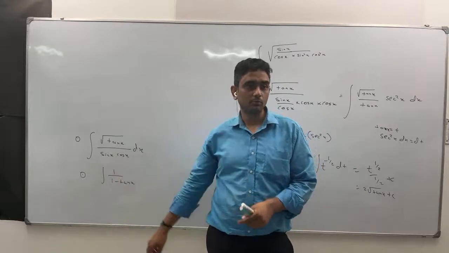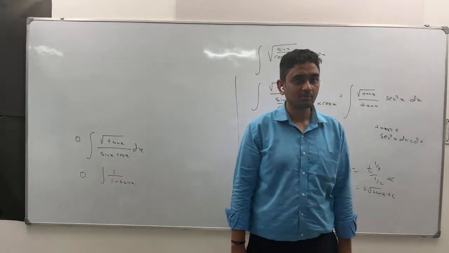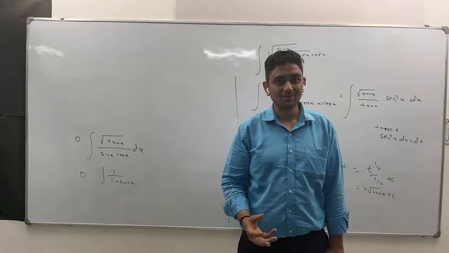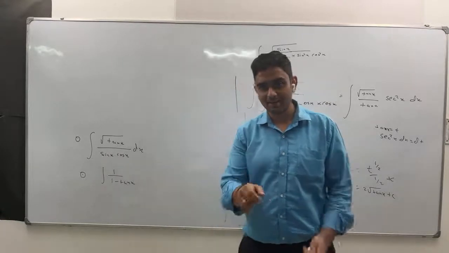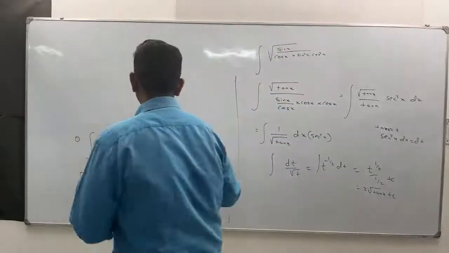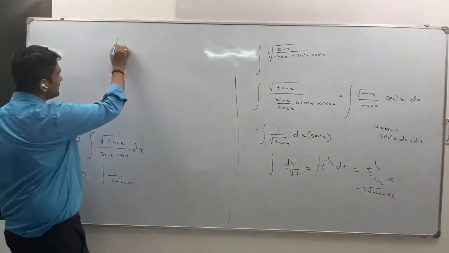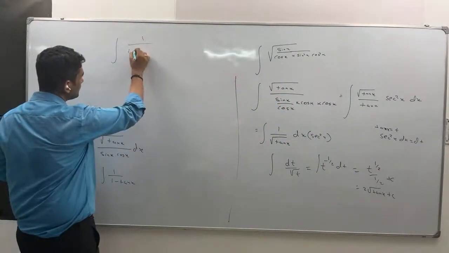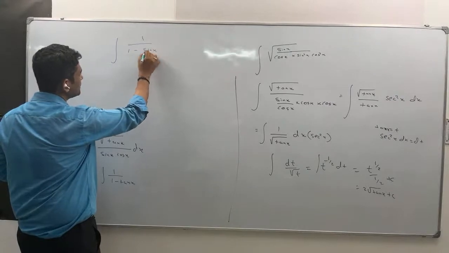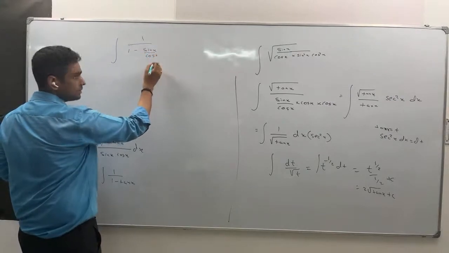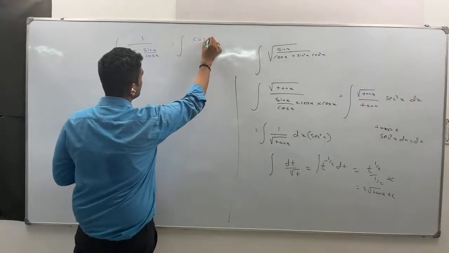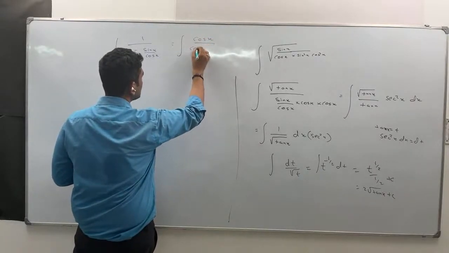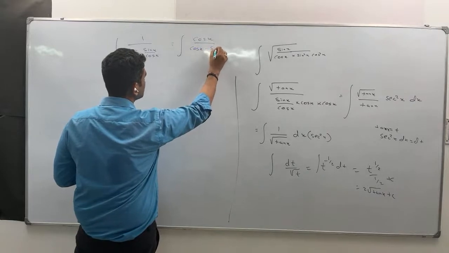Multiply and divide with 2. 2 is a constant. Did you get it? Rasan, Dikshita, I'll write it. What I mean is, write it like this. We'll get integral of 1 upon 1 minus sin x by cos x. Now this, we will rewrite as integral of cos x by cos x minus sin x.